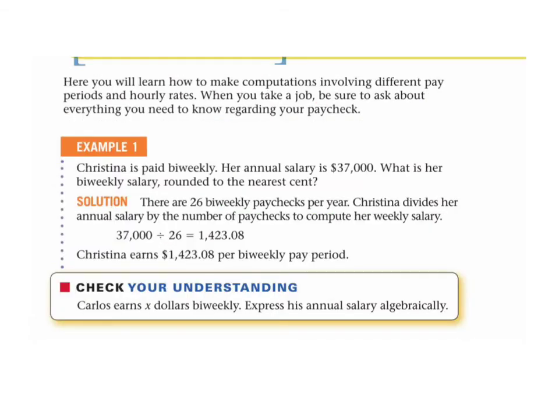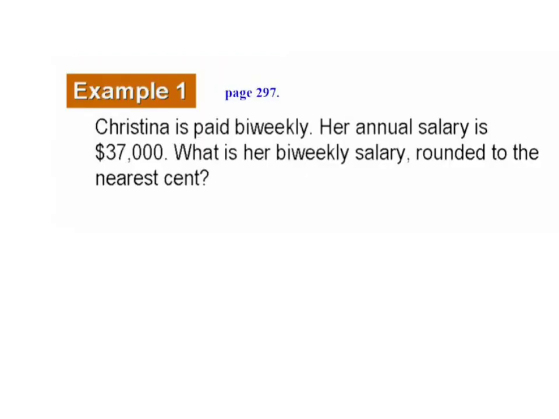Here is a copy of example 1, which we're going to talk about. So you don't necessarily need to read it this way, but I include it for the sake of being thorough. Example 1 says, Christina is paid bi-weekly. That means every 2 weeks. Her annual salary is $37,000. What is her bi-weekly salary, rounded to the nearest cent?